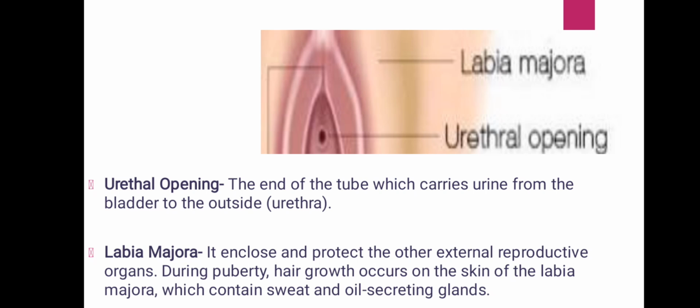The urethral opening is the end of the tube which carries urine from the bladder to the outside or urethra. So, amo ni sa ang ginagwaan sang aton nga ihi. Next is the labia majora. So, kung ang labia minora ginatawag nga small lips, ang labia majora naman ay ang large lips. It enclose and protect the other external reproductive organs. During the puberty, hair growth occurs on the skin of the labia majora, which contains sweat and oil-secreting glands.